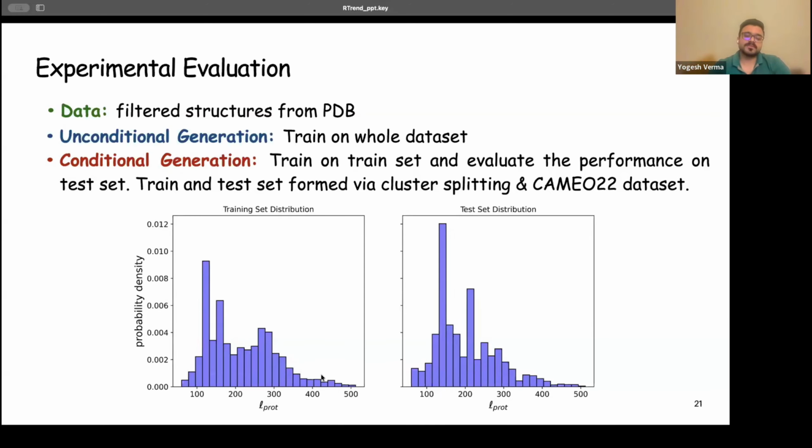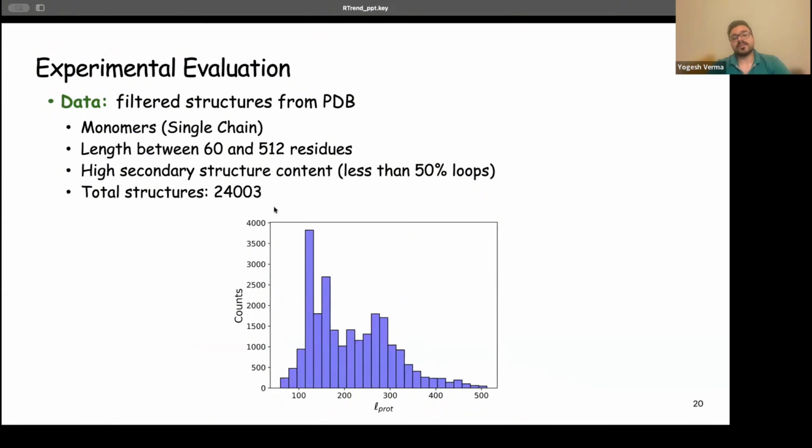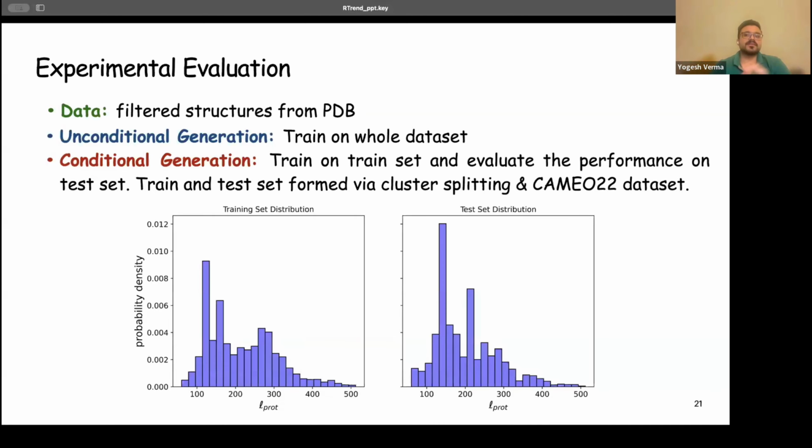So we split the total 24,003 structures by clustering them at 40% sequence similarity and splitting the clusters. Let's say there are a total of 120 clusters. We took 100 random clusters for the training set and the 20 different clusters for the test set to evaluate our method on. And this is the training and test distribution with respect to length, and they're pretty similar. This shows we have good evaluation capability in the test set as well, starting from a lower range of amino acids like 60, and going up to 500 residues for the evaluation.